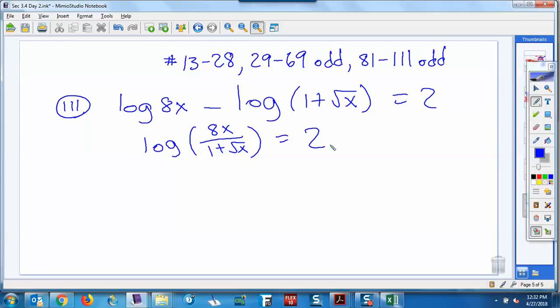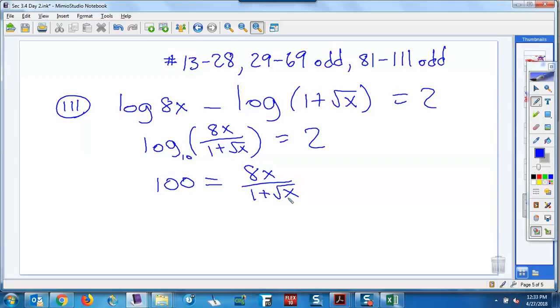Change it into an exponential, right? Whenever we have, so we already talked about having an exponential where you have an x up in the power, do the log of both sides, or turn it into a log. Here you have a log, turn it into an exponential, because we're trying to get this x here somehow so we can solve for it. So what we want to do, there's a 10 right here, so 10 raised to the second, which would be 100, is equal to this. So you get 8x over 1 plus square root of x.